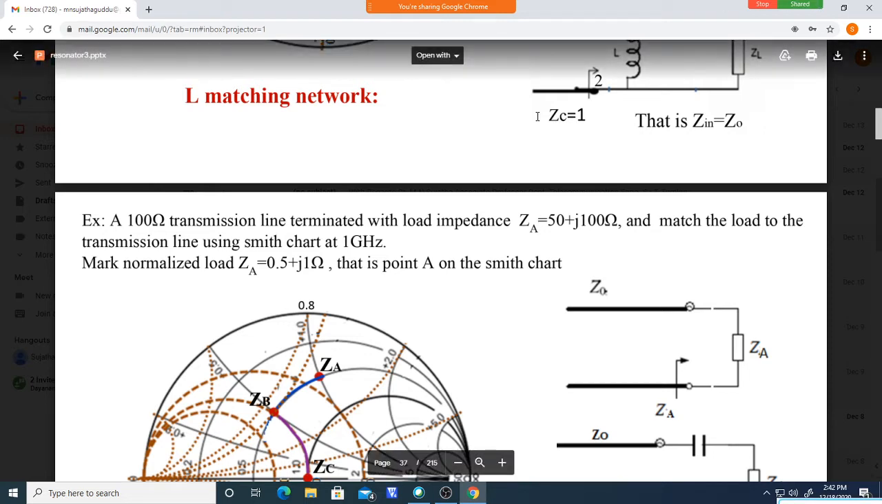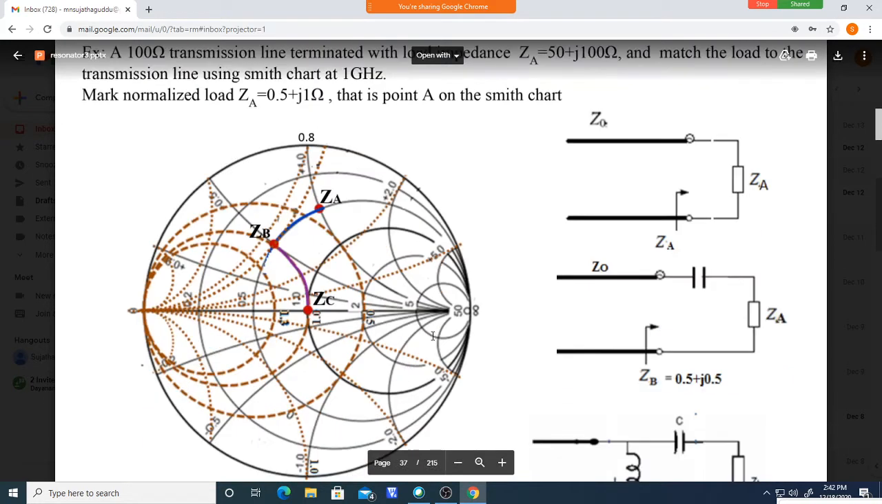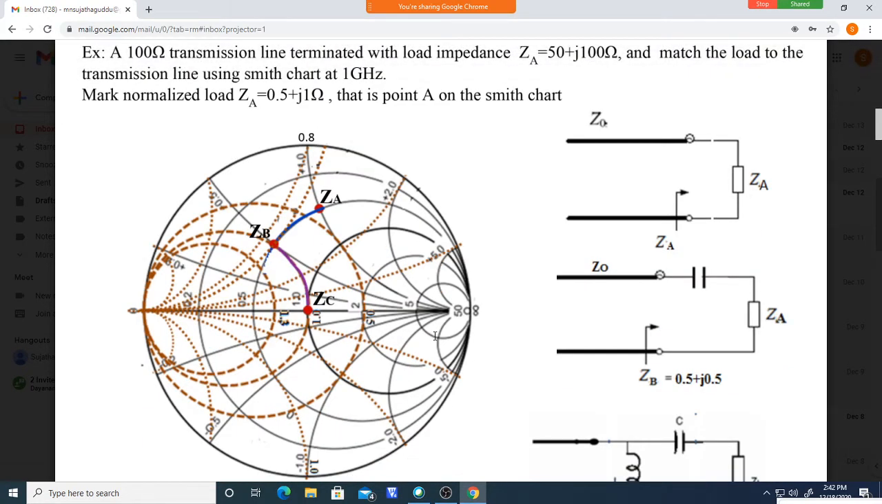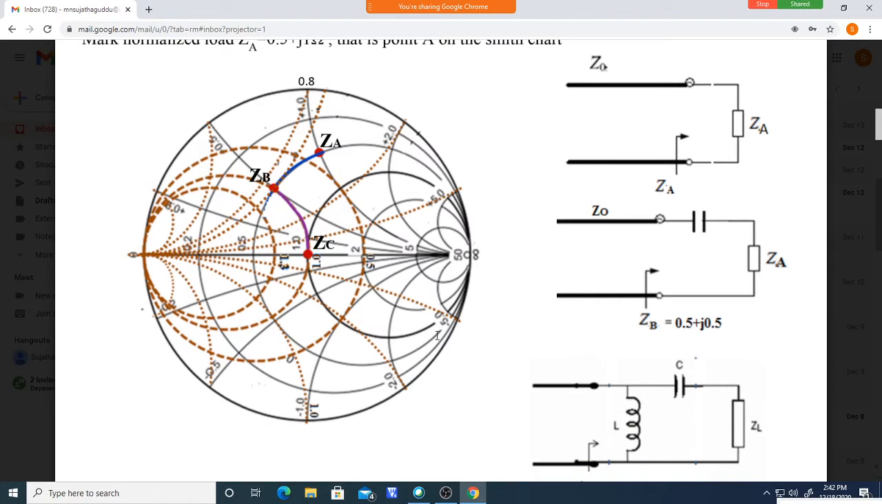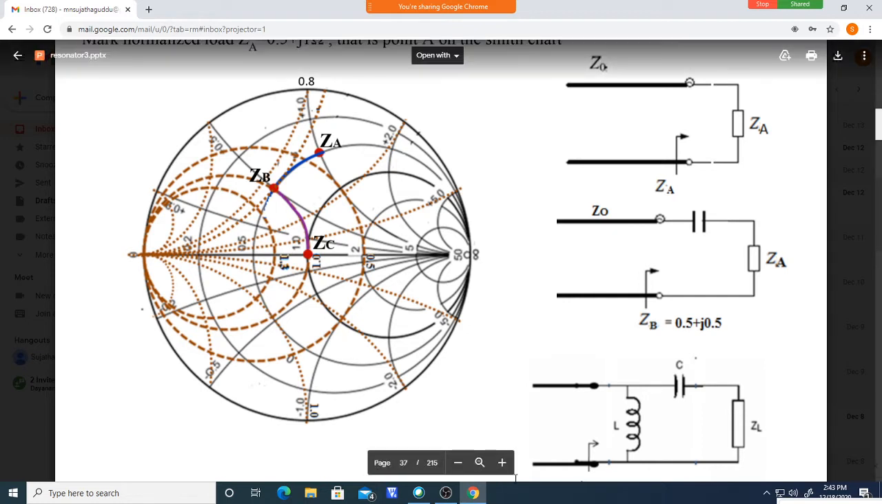Okay, so this is an L matching network. One problem will be coming in the test also. There are three questions used to be there in the examination. So in test two, there are three questions: one question from this L matching network, one question from amplifier design, unit 5, and one from the stability part. Three questions and 50 marks.